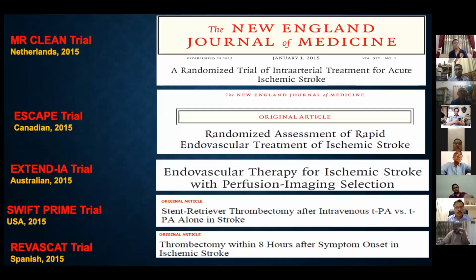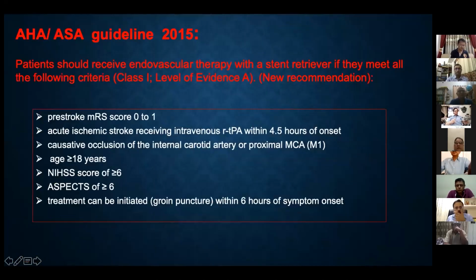Talking about acute stroke imaging, it really came into being in 2015, when all these positive trials were published about the effectiveness of mechanical thrombectomy in reversing acute stroke. And these guidelines came from AHA and ASA in 2015, where they laid out which patients we can select for ischemic stroke thrombectomy. Now here, this was very important.